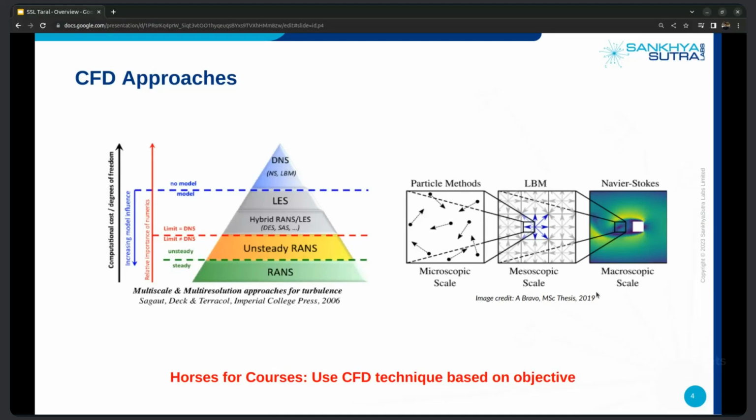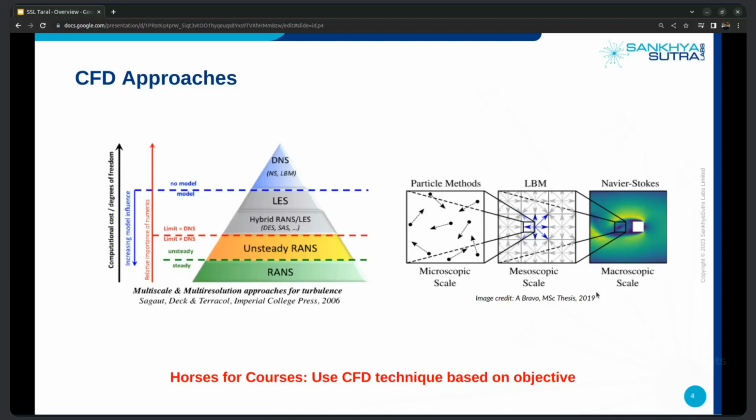There's an adage that basically goes like, you have to use specific horses for specific courses, and this is also analogous in CFD, which basically means you need to know which kind of CFD technique to use based on the objective that you want to achieve. So if your objective is just to get an idea about what the mean flow is looking like or something like that, you might use RANS. And if your objective is, let's say, more specific, you want to look at flow structures and the details of how the flow is developing, maybe you want to look at boundary layer development and such, then you go for methods like LES, or if you have the resources with you, you do DNS, or you do LBM.